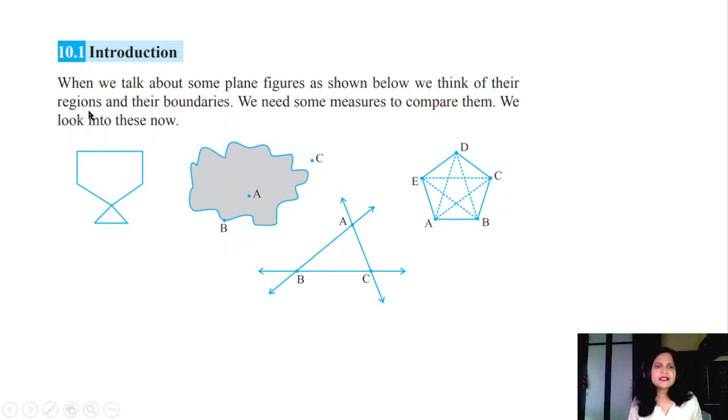We think of their regions and their boundaries. Just think, how will you find the area of this land? This is not in a particular shape, it is an uneven shape. How will you find this? That is what we are learning in this chapter, how to find the area and the perimeter of different shapes. People who do surveys will do this.